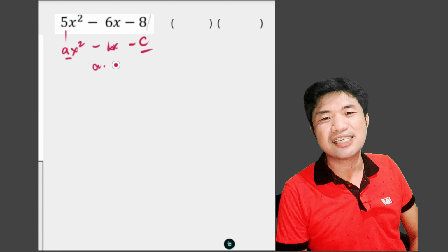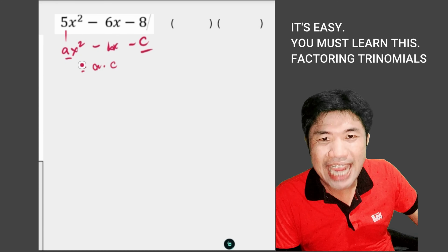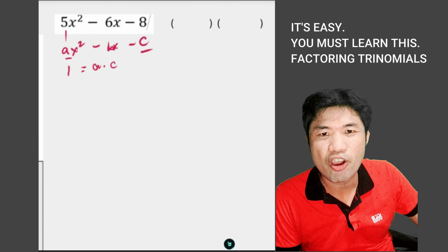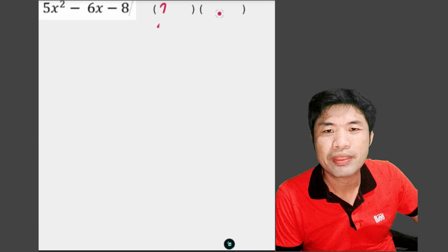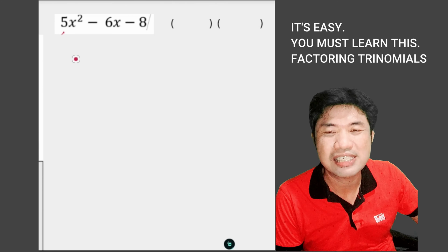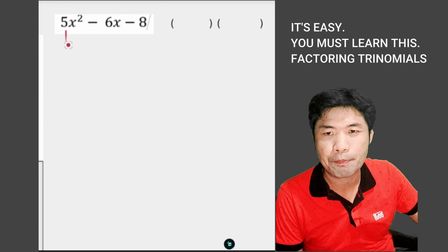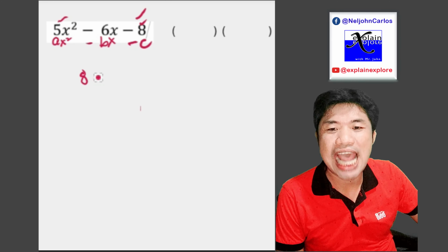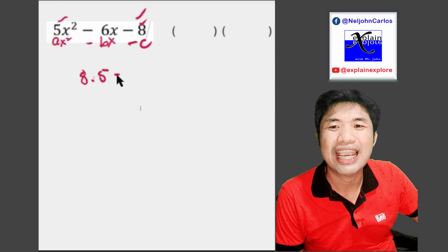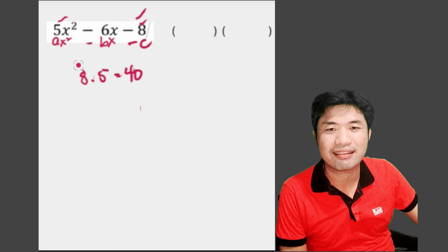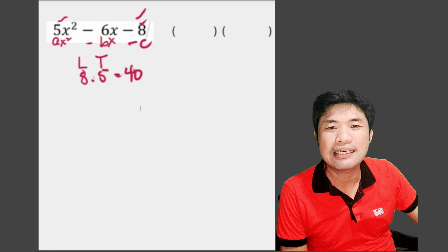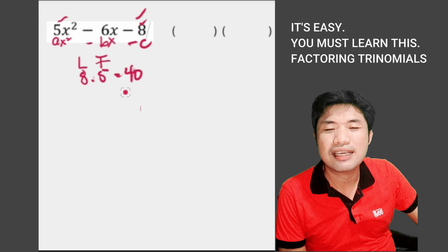In this case, multiply the A and the C. The leading coefficient or the coefficient of the first term times the constant. That is the last term. So, A times C. In this case, we have 5 and then we have 8. So, multiply that one. The product is 40.